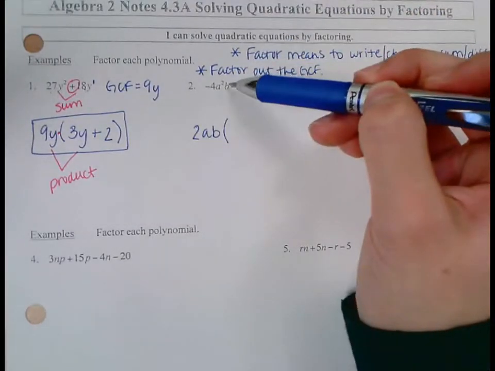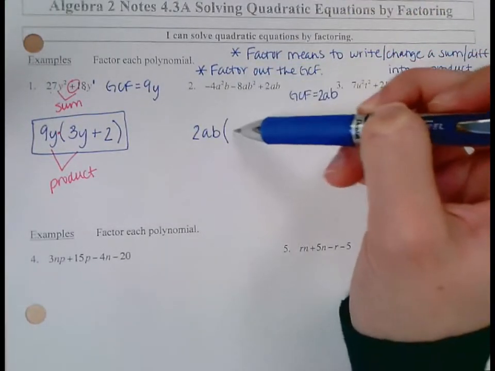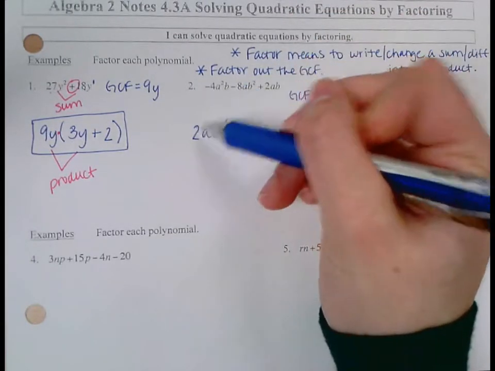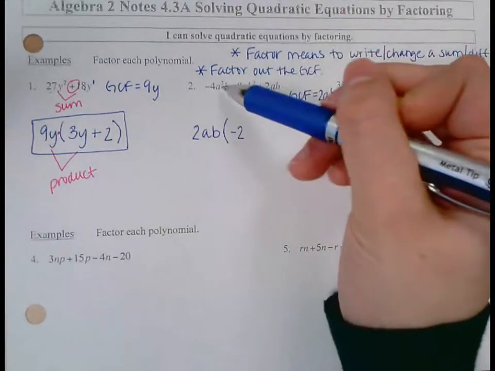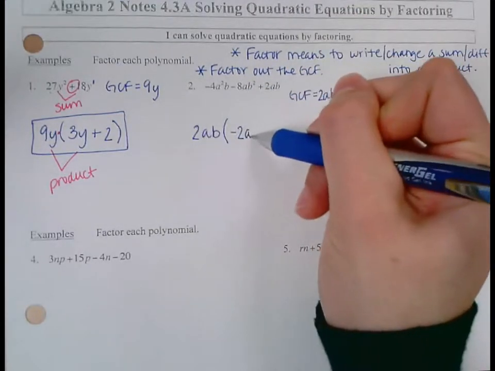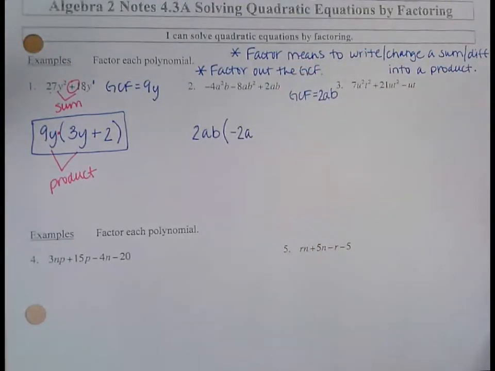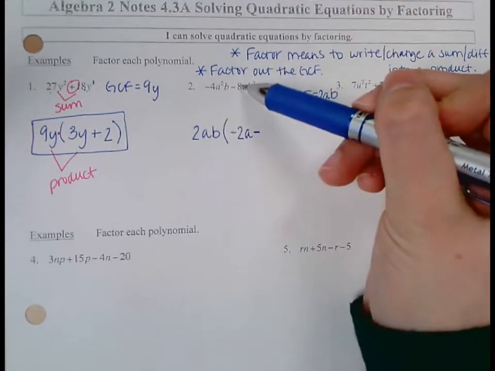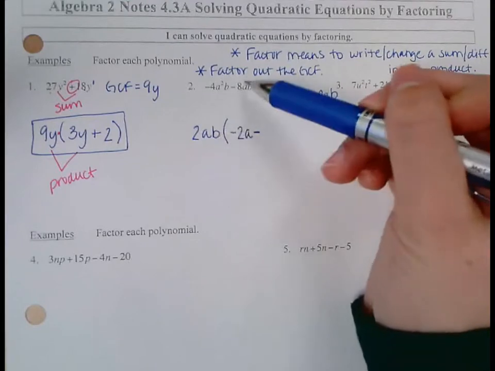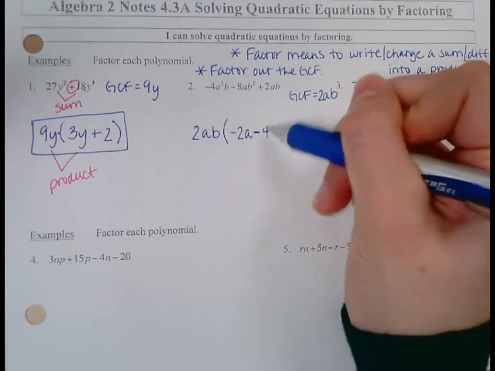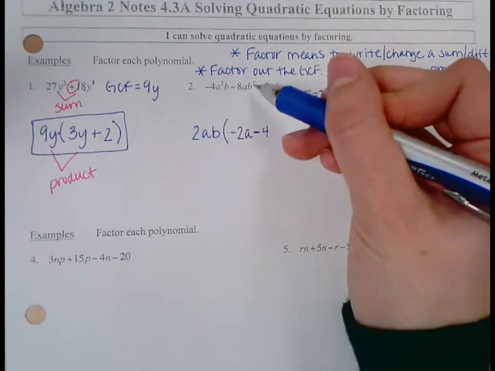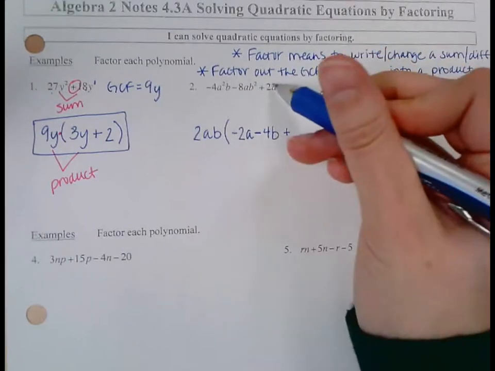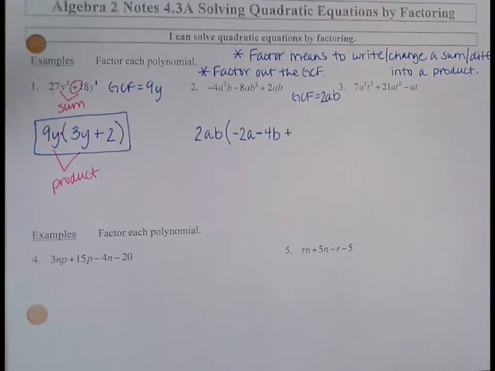If I divide the first term by 2ab, what am I left with? Negative 4 divided by 2 would be negative 2. A squared divided by a would still be a. B divided by b, the b's would cancel. So I just have negative 2a. I'm going to bring down that minus sign for the next term. 8ab squared divided by 2ab. 8 divided by 2 is 4. A divided by a is gone. B squared divided by b is b. So minus 4b. Plus, and then 2ab divided by itself.